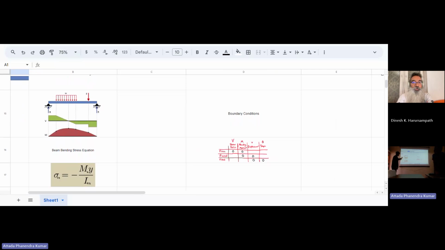So I just wanted to mention how we can go from forces to shear to moment, right? That relationship is clear in this graph.